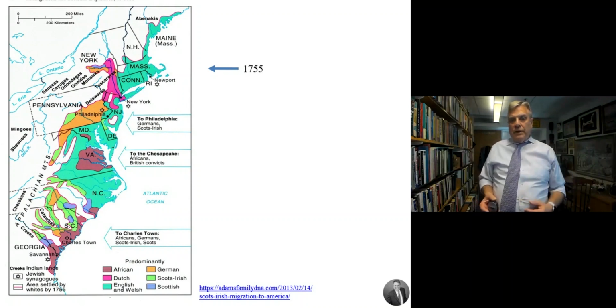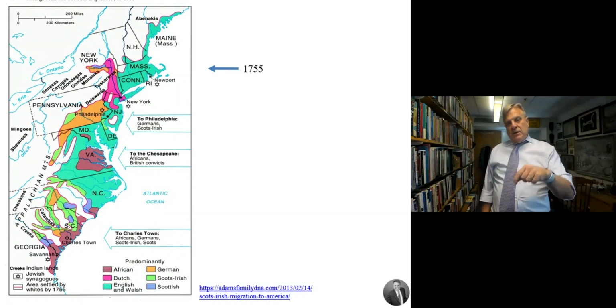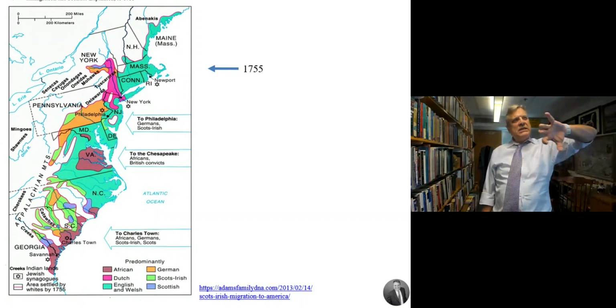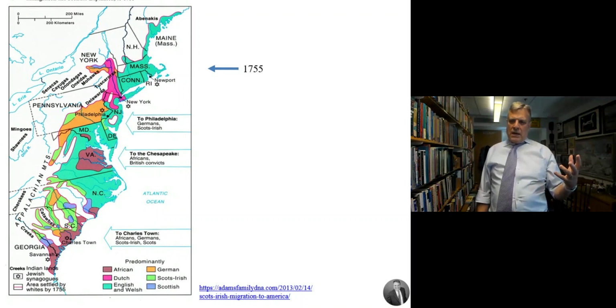And up in New England, there are the English and the Welsh. The Germans are throughout Pennsylvania. This map is going to be important for us to think through how you take these diverse cultural traditions and somehow create a new form of government. What is it that's going to hold them together?